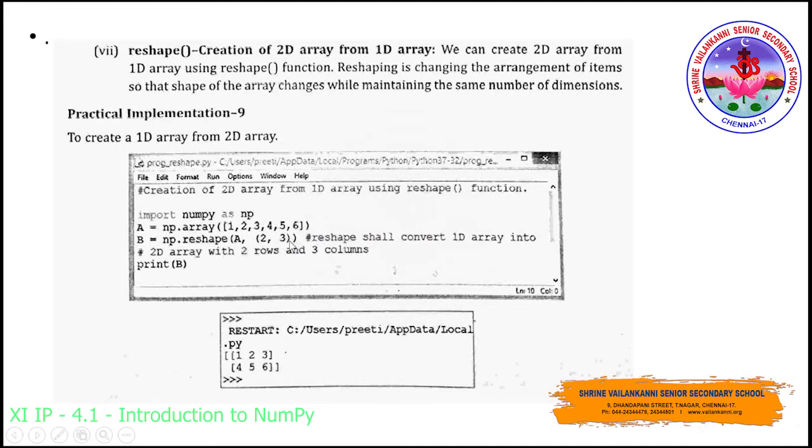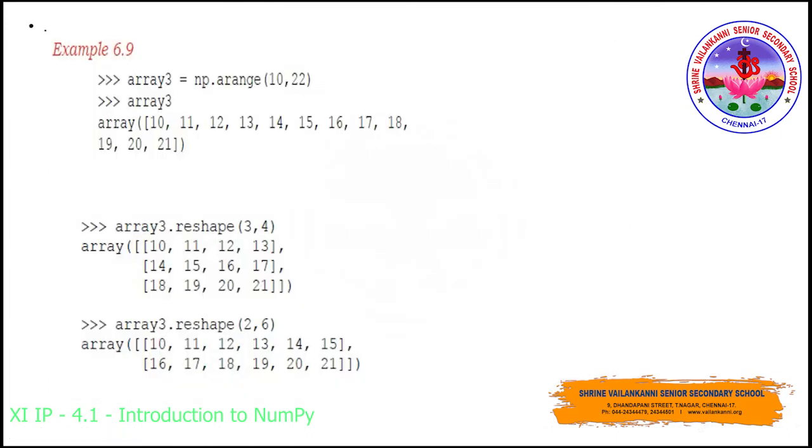And if you give print of b, see what happens. 2 rows. So 2 rows means 1, 2, 3, and the second row 4, 5 and 6. So totally 3 columns, 1, 2 and 3. So it will be equally allocated. So this is how it works. So giving the shape of the array depends upon the elements which we have here. So we have to provide the shape carefully when we are reshaping from one dimension to two dimension. And let us look at some more examples related to this reshape concept.